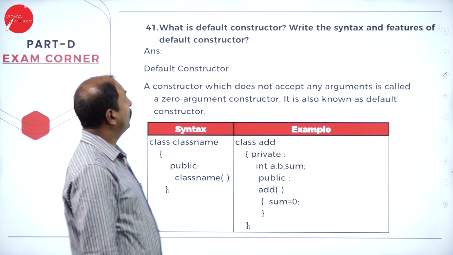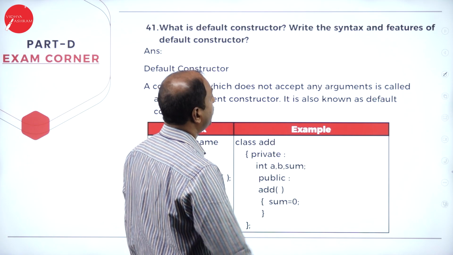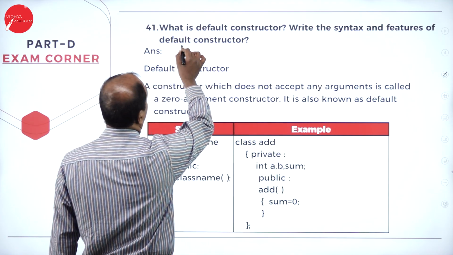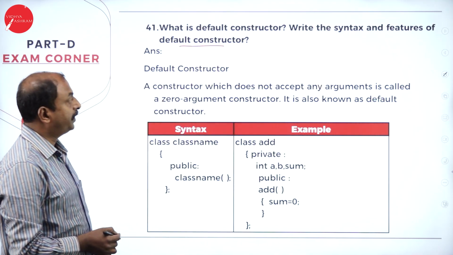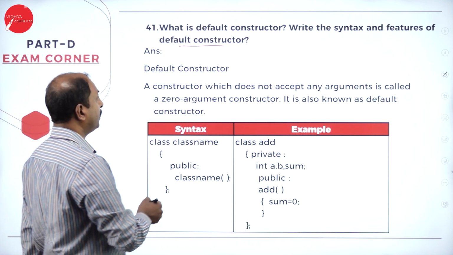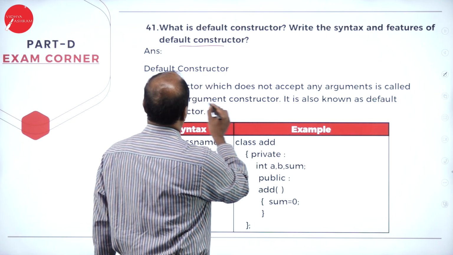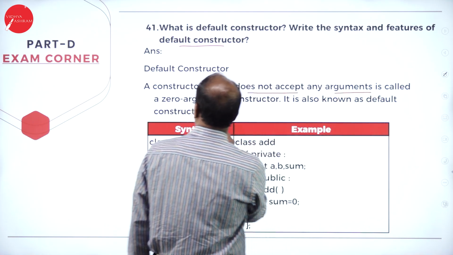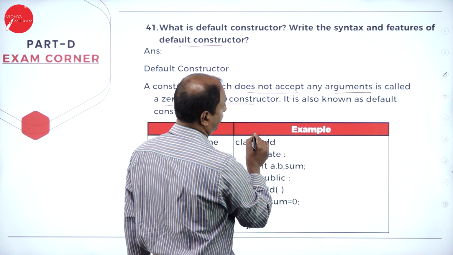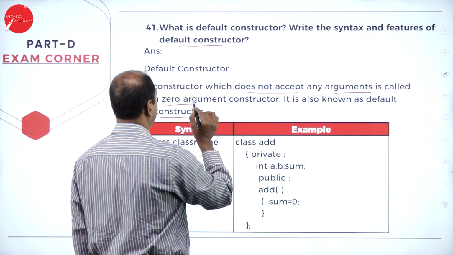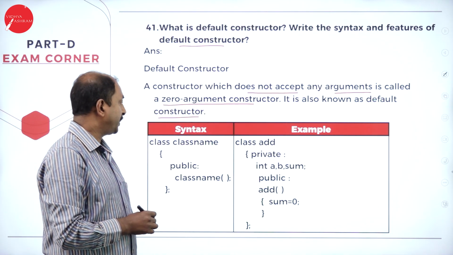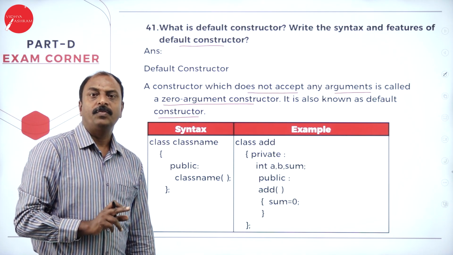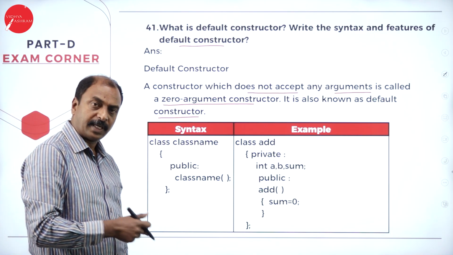Next question is, what is a default constructor? What is the syntax and feature of a default constructor? So what is the definition? A constructor which does not accept any argument is called a zero argument constructor. It is also known as a default constructor. Now we know what a constructor is: the one which has the same name as that of the class.